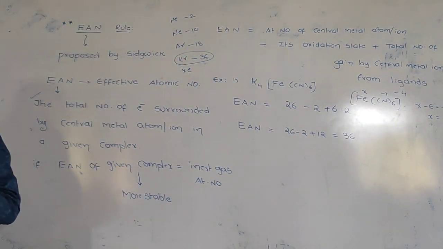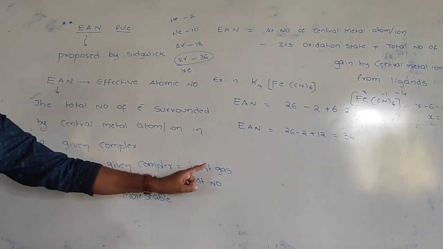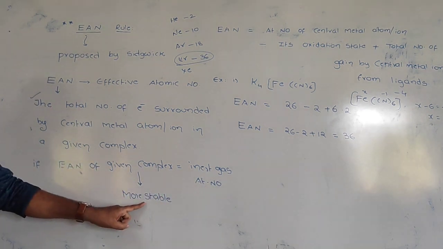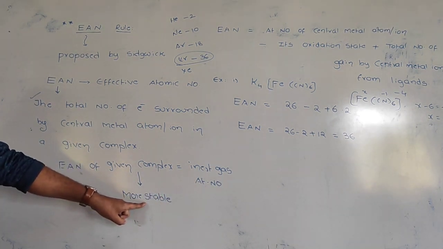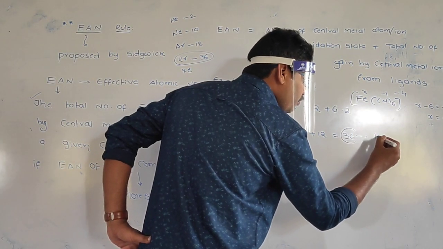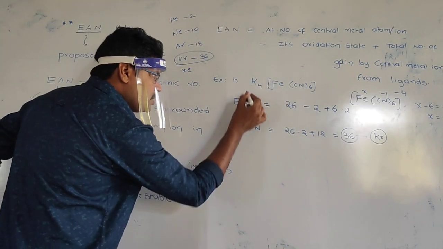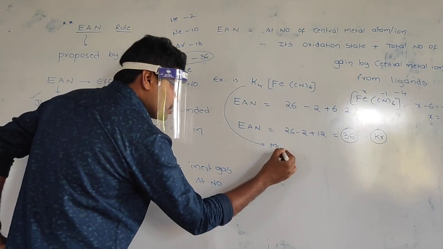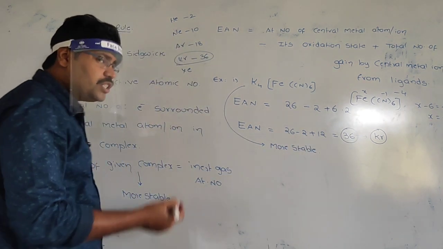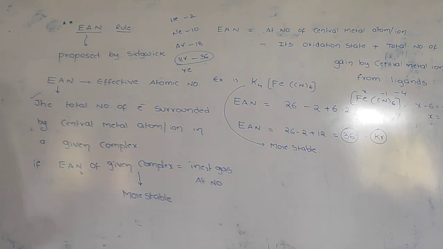Yes or no? So according to Sidgwick, if the EAN of a given complex is equal to an inert gas atomic number, then absolutely that complex appears to be more stable. Is it fair, students? So here 36 is the atomic number of an inert gas, krypton, and that's why K4[Fe(CN)6] appears to be, dear students, more stable. Keep in mind, this is the way one can calculate EAN for a given complex.